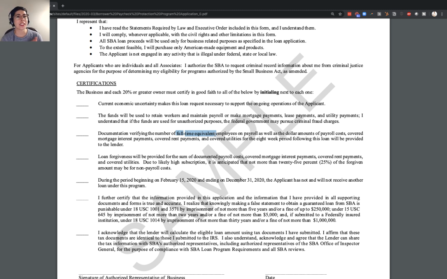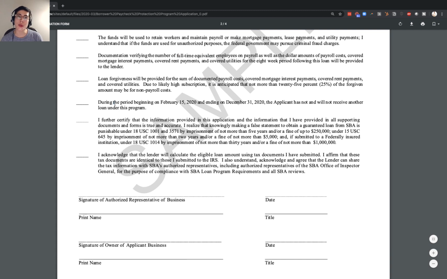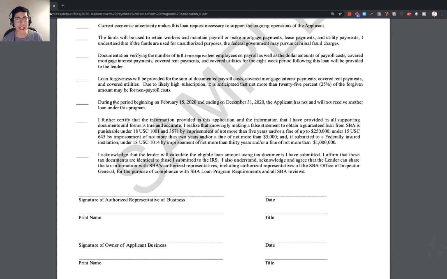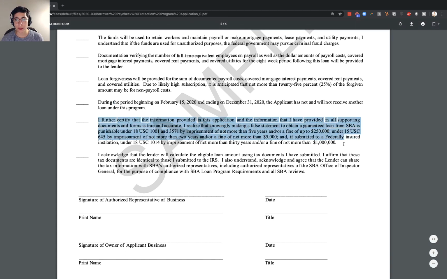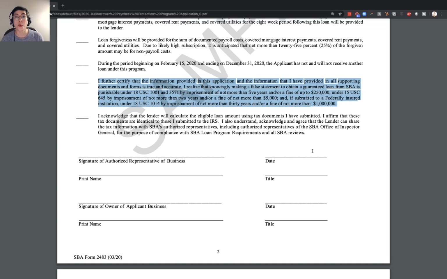I don't think that you need to go rehire the same people. If they are unavailable to work for you, I don't think it's going to ding you at all. And you need to certify that you will not get two PPP loans, so please don't be crazy and do that. They are telling you that you will pay them a lot of money and you will go to jail for the rest of your life, or not really, 5 years, which seems like the rest of my life. But if you lie, you'll be in trouble.